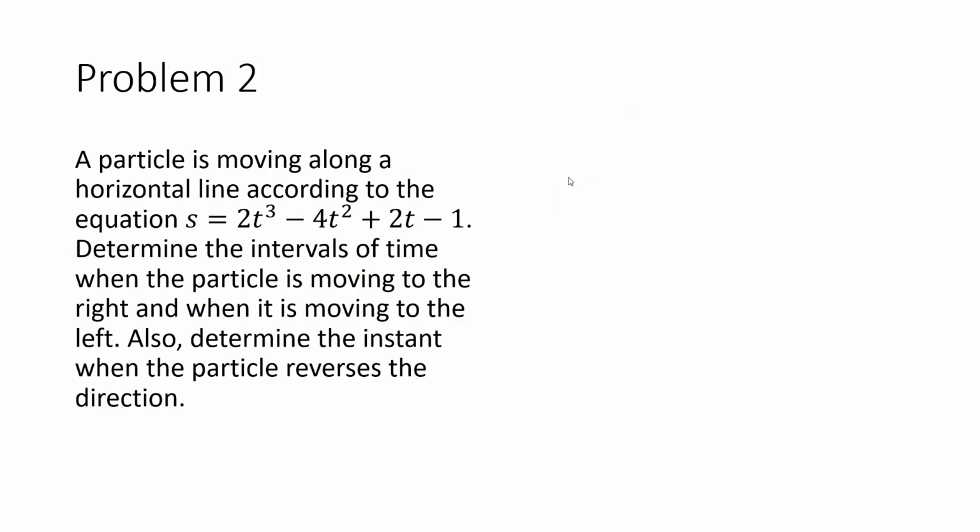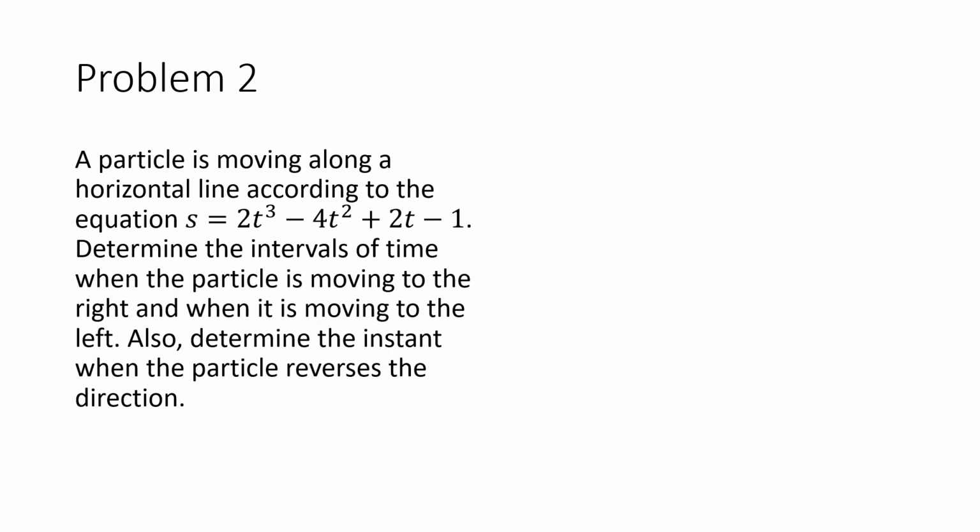Problem number 2, a particle is moving along a horizontal line according to the equation S is equal to 2t cubed minus 4t squared plus 2t minus 1. Determine the intervals of time when the particle is moving to the right and when it's moving to the left. Also, determine the instant where the particle reverses the direction. No? So, how are we going to solve this equation?